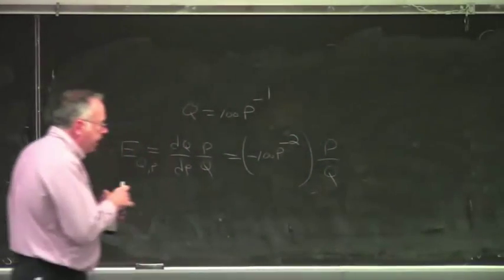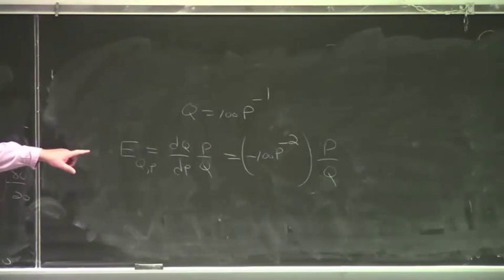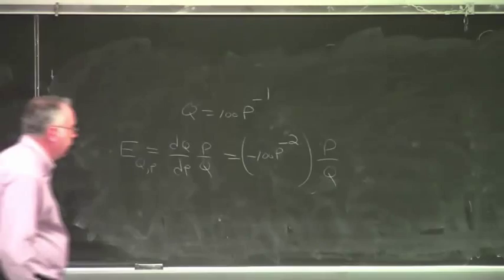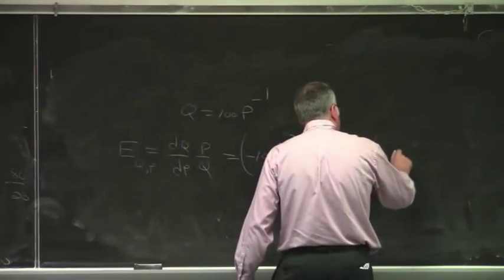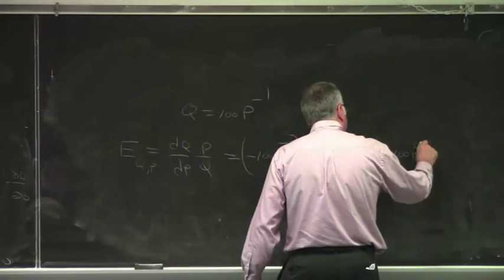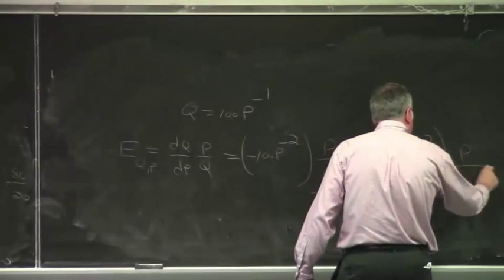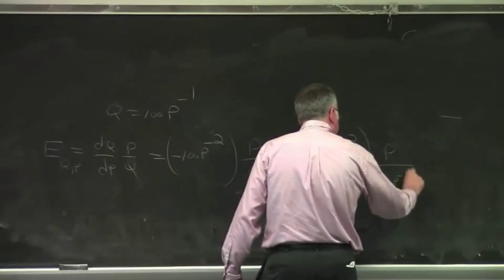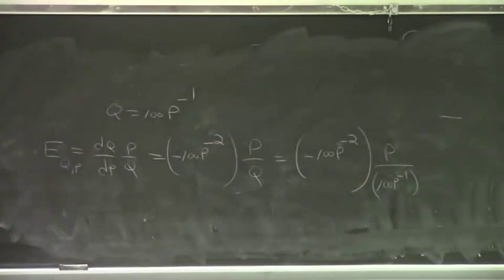Now, when we multiply it by P over Q, let's substitute in what Q is. Q in terms of P is just 100 times P to the minus 1. So we are multiplying minus 100 times P to the minus 2 power times P, and then substituting in for Q, 100 P to the minus 1. Now we've got it all in terms of P.